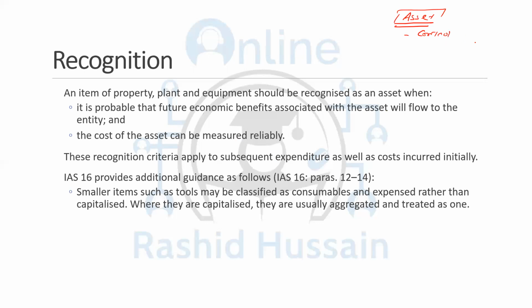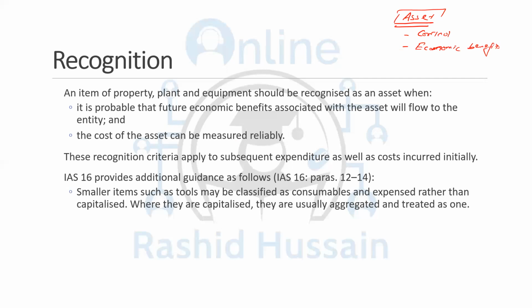And I told you in accounting, we see the commercial substance, the economic reality rather than legal form. It doesn't matter even if you are not having the legal title. If you're having control, which means the risks and rewards, then that means it's your asset. So this is the control. And then we talked about the economic benefits. Economic benefits are probable that they will flow to the entity.